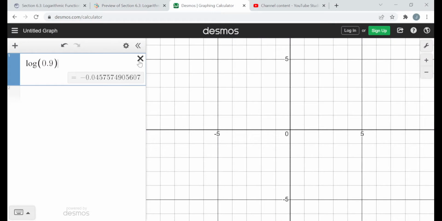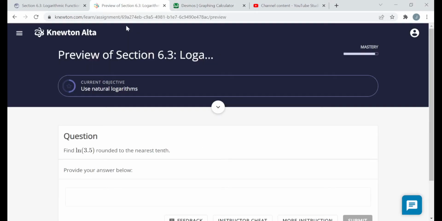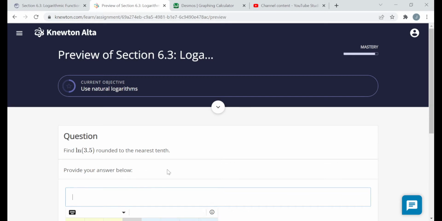So back here, and make sure you're doing ln, right? Natural log that they asked for, the log base e. So e to this power, 1.25276, right? E to this power would be 3.5. And to the nearest tenth, that'd be about 1.3.